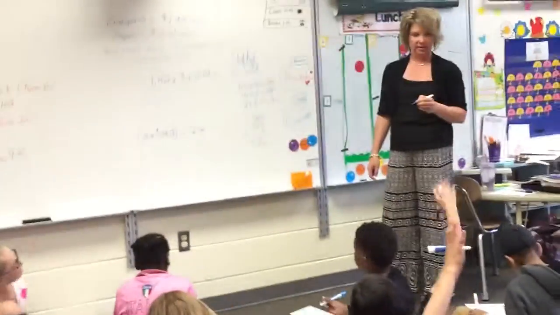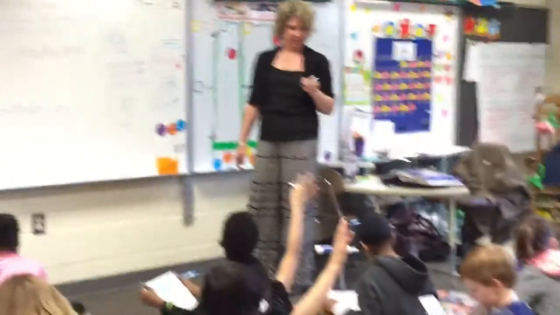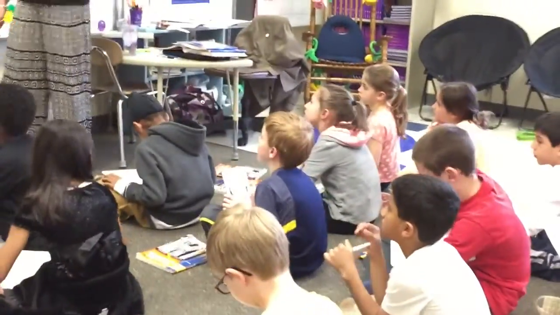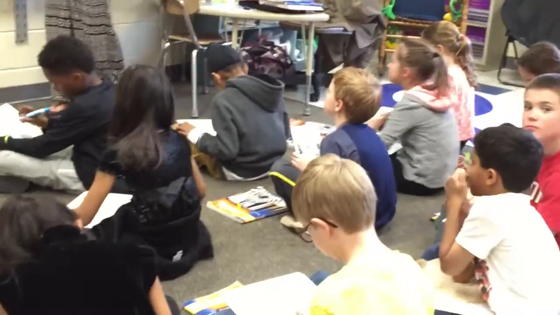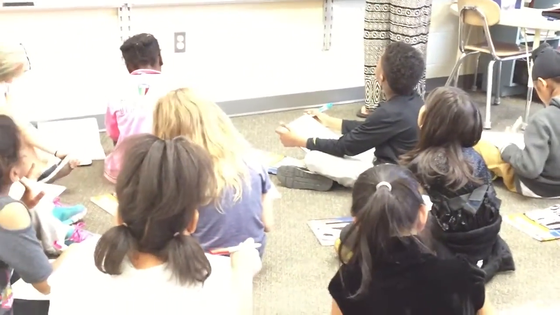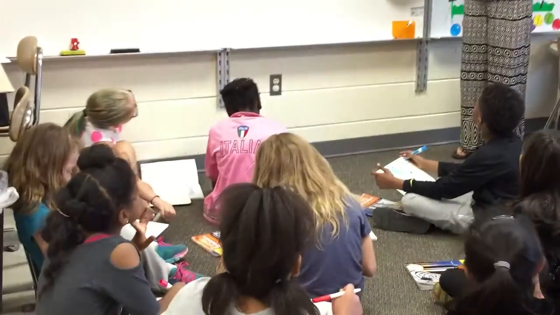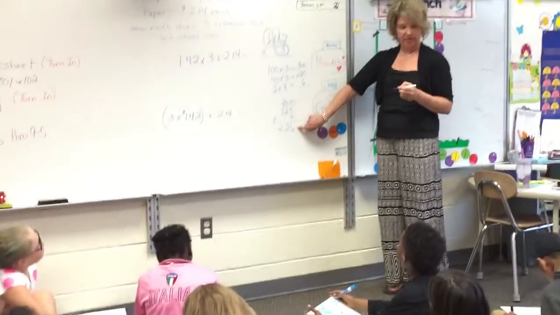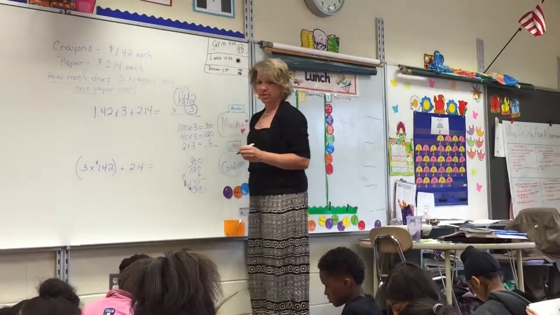Uh-oh, but I had something in this here that I don't have down here. What am I missing? Robert, what am I missing? My decimal point. So how do I put my decimal point in? Where do I start? On the left side or the right side? On the right side. And how many do I jump? 2. I jump 2. 1, 2. So I have $4.26.